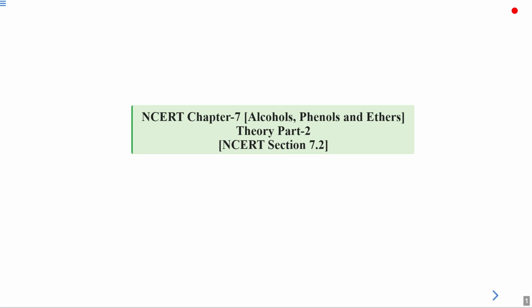Today we are going to see the theory part 2 of the chapter Alcohols, Phenols and Ethers. So let's begin our today's topic, NCERT chapter 7 Alcohols, Phenols and Ethers, theory part 2, and specifically we are going to cover today the NCERT section 7.2.